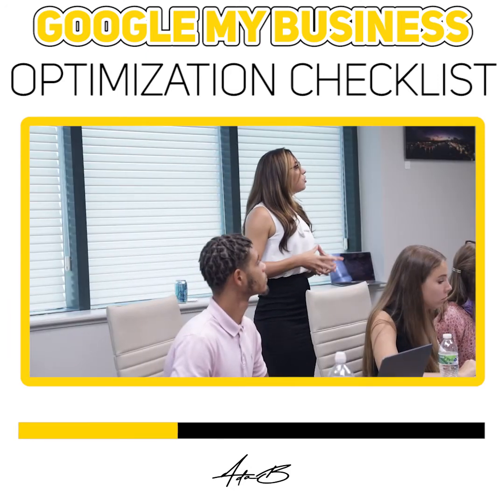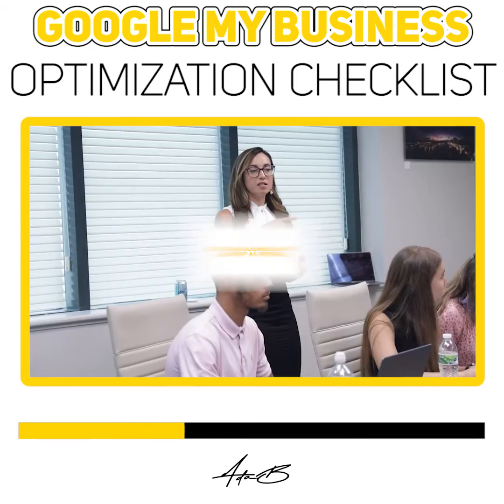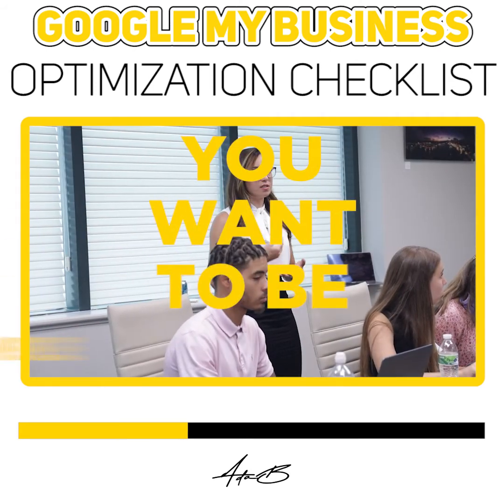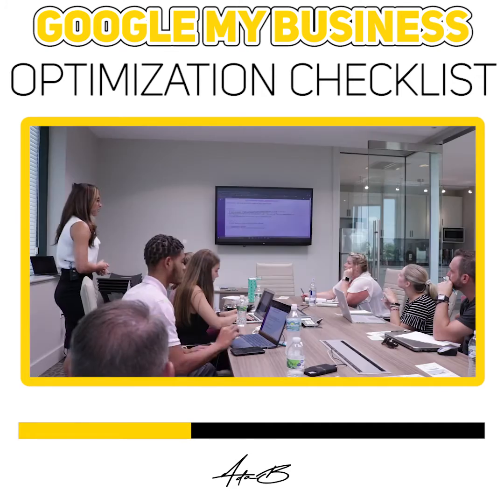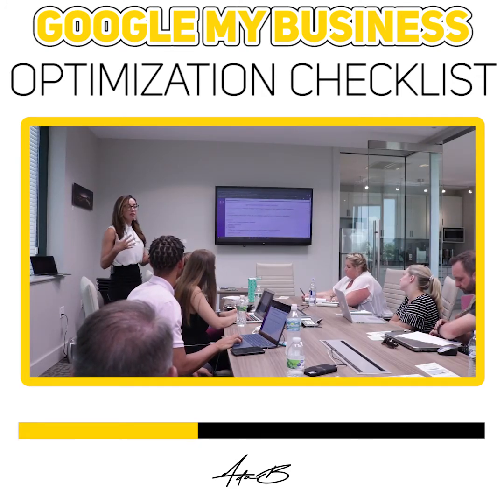Optimization checklist. Again, use a business name that is as short as possible. That's why I said at the beginning of the slide, simplicity. You want to be simple. Here's what Google loves the most: simplicity. And why? Well, if it's simple, the search is faster.